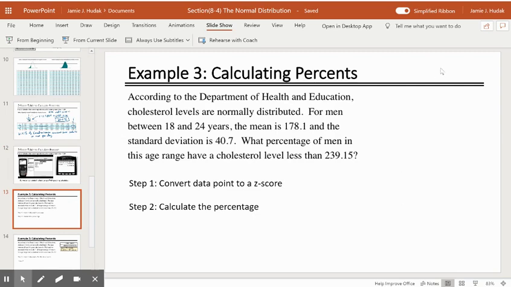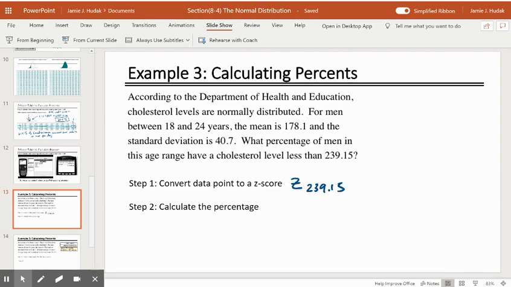Okay, so here's another example. According to the Department of Health and Education, cholesterol levels are normally distributed. For men between 18 and 24 years, the mean is 178.1 and the standard deviation is 40.7. What percentage of men in this age range have a cholesterol level less than 239.15?